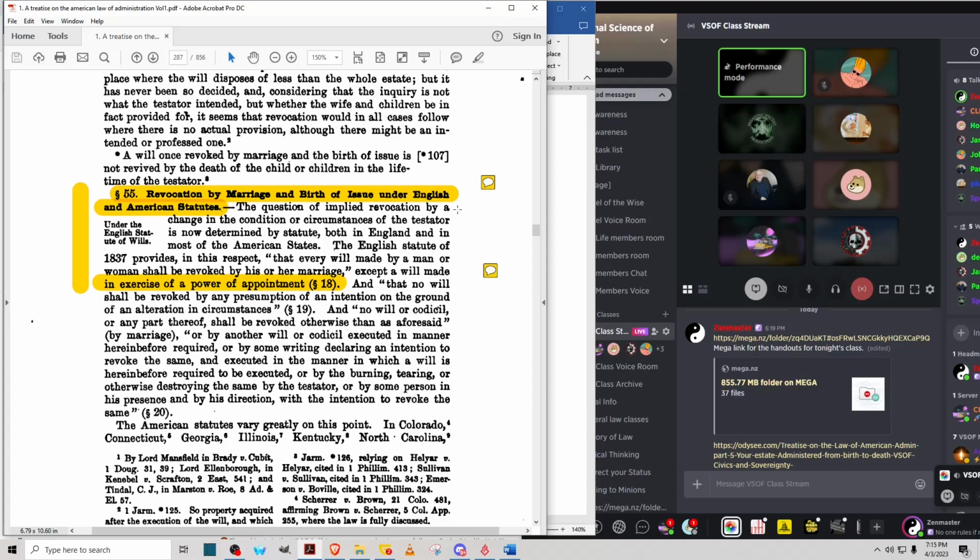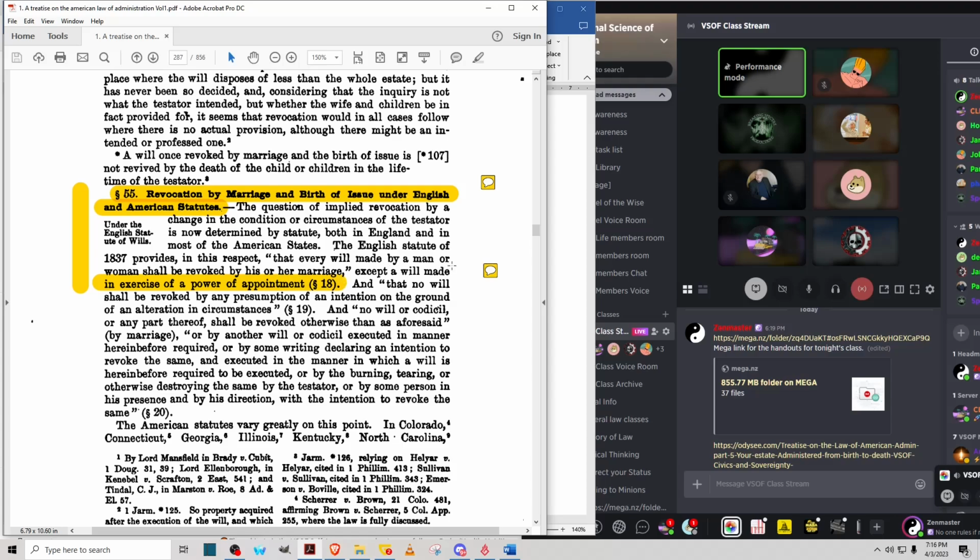The English statute of 1837 provides in this respect that every will made by a man or woman shall be revoked by his or her marriage, except a will made in exercise of a power of appointment. And that would be the aspect of the Power of Appointment Act. And this is the aspect of the trusts again. So if there's something that created a trust separately, well, then that sets aside on its own with its own laws and its own rules and whatever the hell the trust says to do, right? So that's the aspect of the power of appointment.